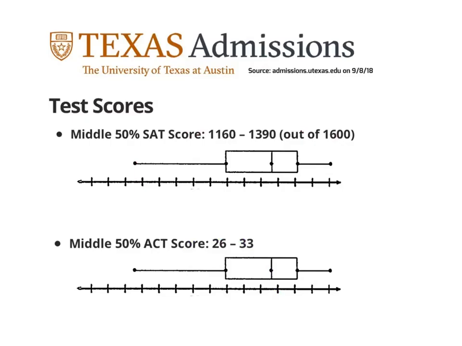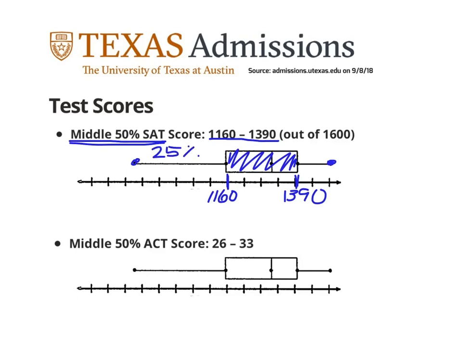For example, if you look at the admission scores for the University of Texas, you'll find that their middle 50% SAT score was between 1160 and 1390. You can see on our graph that this would be the 1160 and this would be our 1390 because it says our middle 50%. So that would be right here. We don't know what our low score is and we don't know what their high score is. We know that 25% were below 1160 and we know that 25% were above 1390. But we know for sure that the middle 50% were between those two scores.